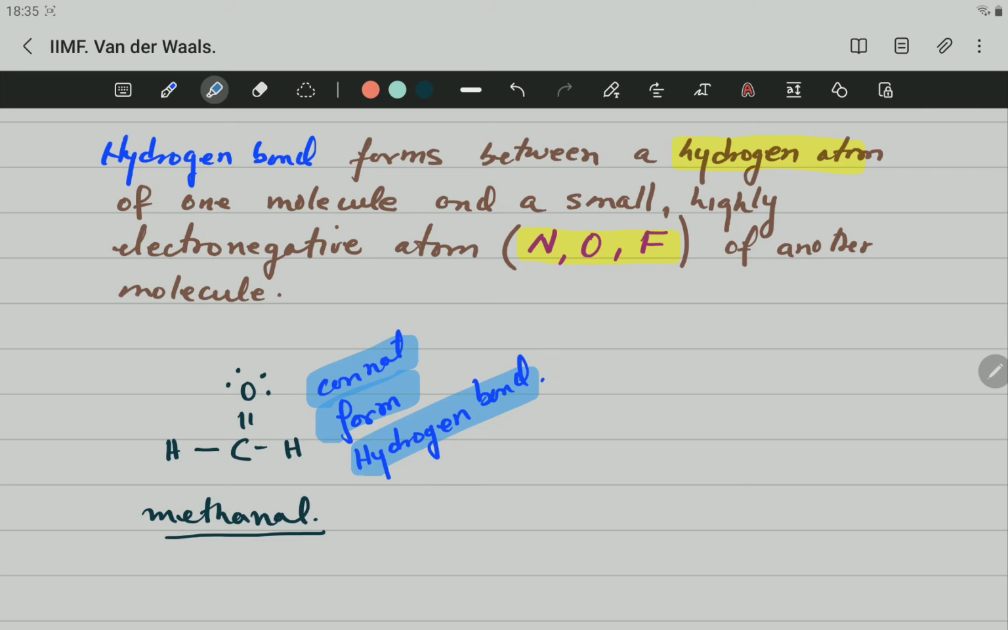Why? Because it does have hydrogen, it does have oxygen, which is one of the different atoms, but they are not bonded straight. Now let's see the example that can actually form hydrogen bond. Now in this other molecule here, you can see you have hydrogen bonded straight to oxygen here. So this molecule can form hydrogen bond. This molecule is called methanol.